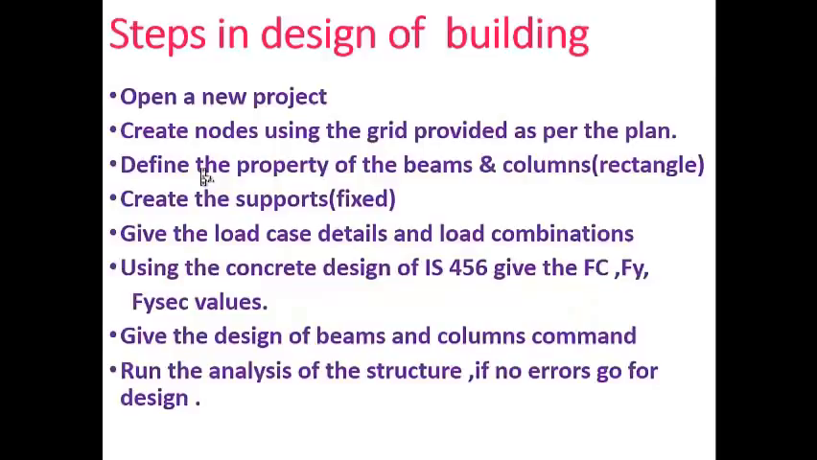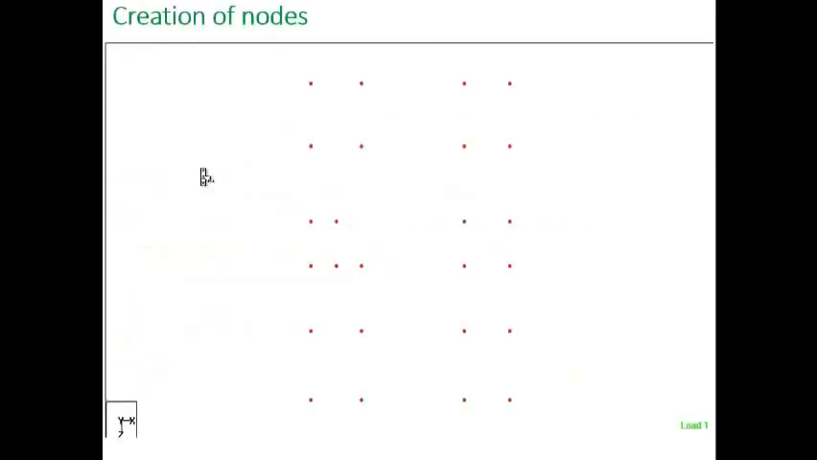Steps in the design of a building. Initially, open a new project, create nodes using the grid provided as per the plan, define the property of beams and columns, create the supports, give the load case details and load combinations using concrete design of IS 456, give the FC, FY and FY secondary values, give the design of beams and columns command, and run the analysis for the structure. If no errors, go for a design.